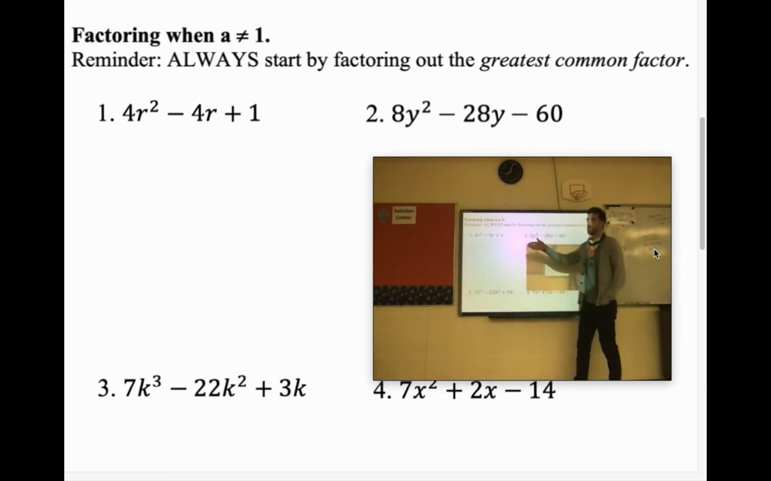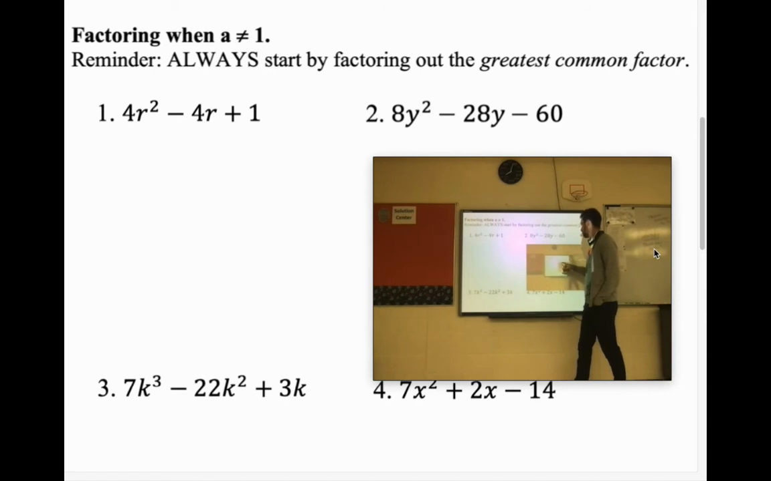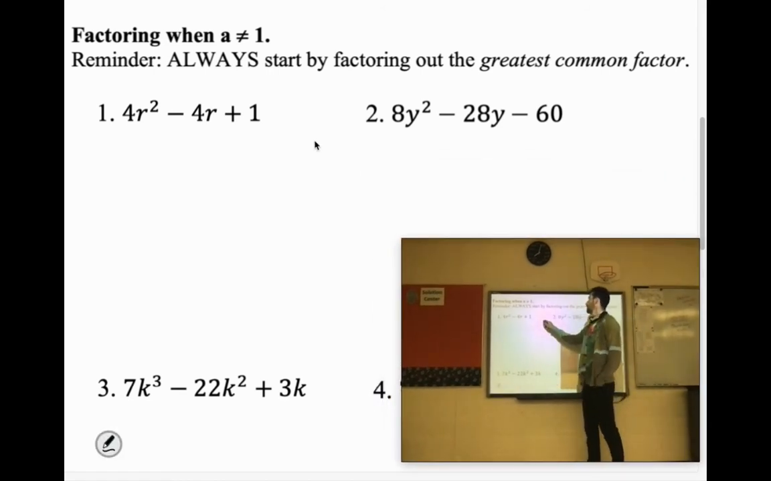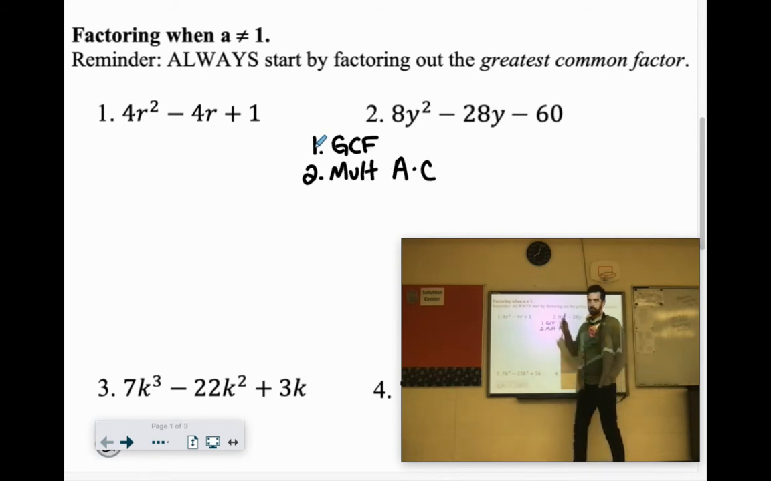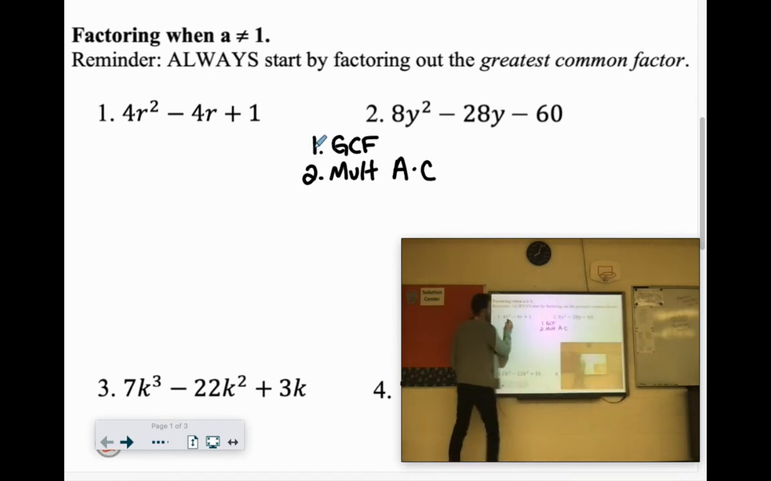So first thing we're going to do is check for greatest common factor. Then we're going to multiply the a and the c, the first and last terms. So let's actually jot these notes in your notes. Step 1, look for GCF. Step 2 will be to multiply a and c. So that's your first and last term. So if we did that here, 4 times 1 is 4.